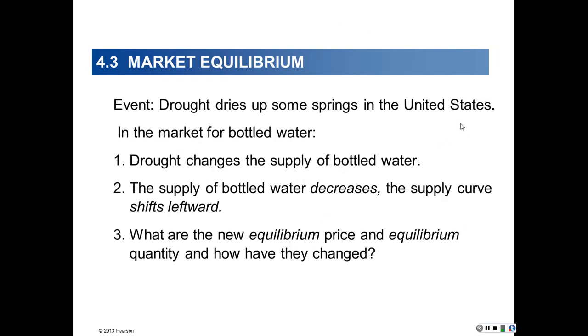Here's another event. The event now is drought dries up some springs in the US. Now remember, these water bottling companies get their water from these natural springs, okay, supposedly. These springs dry up. What's going to happen in the market for bottled water? Well, is that a supply side issue or a demand side issue? Supply, exactly.